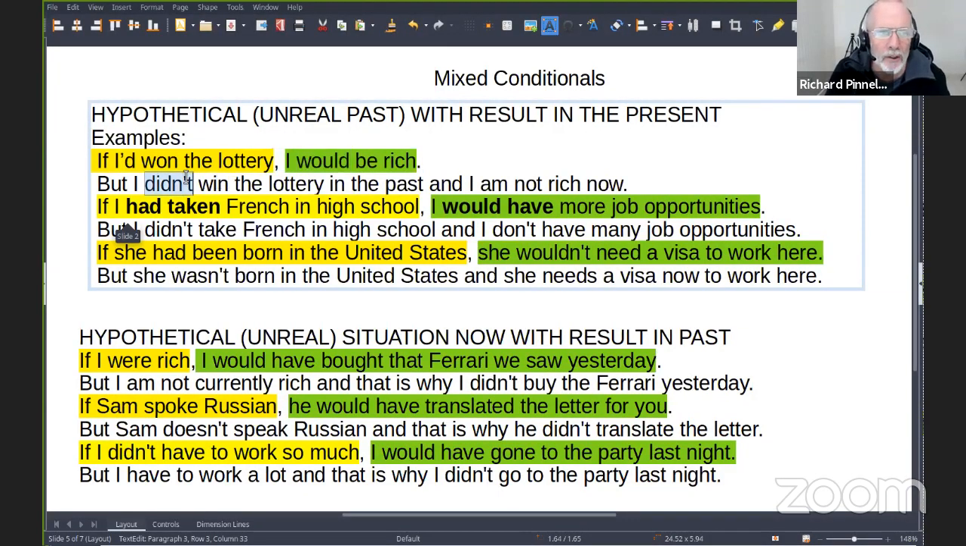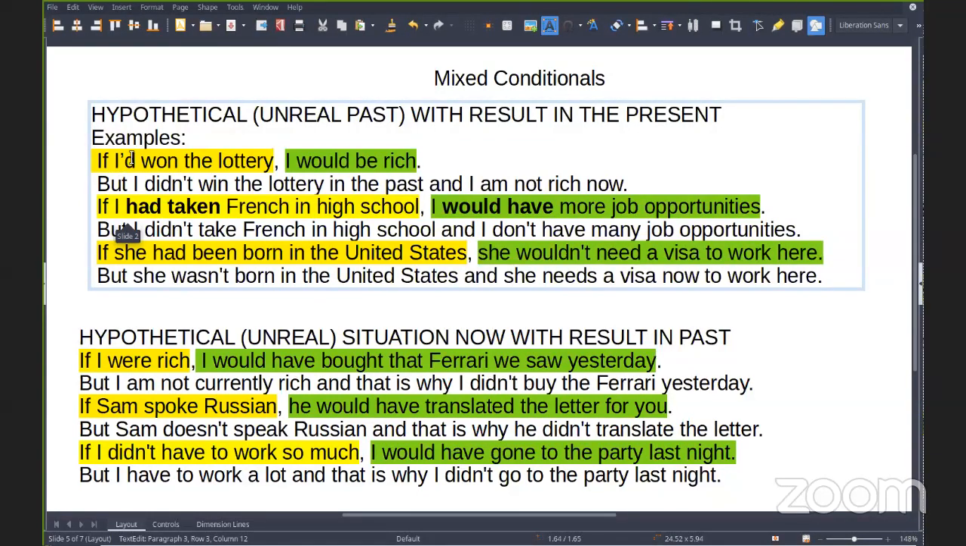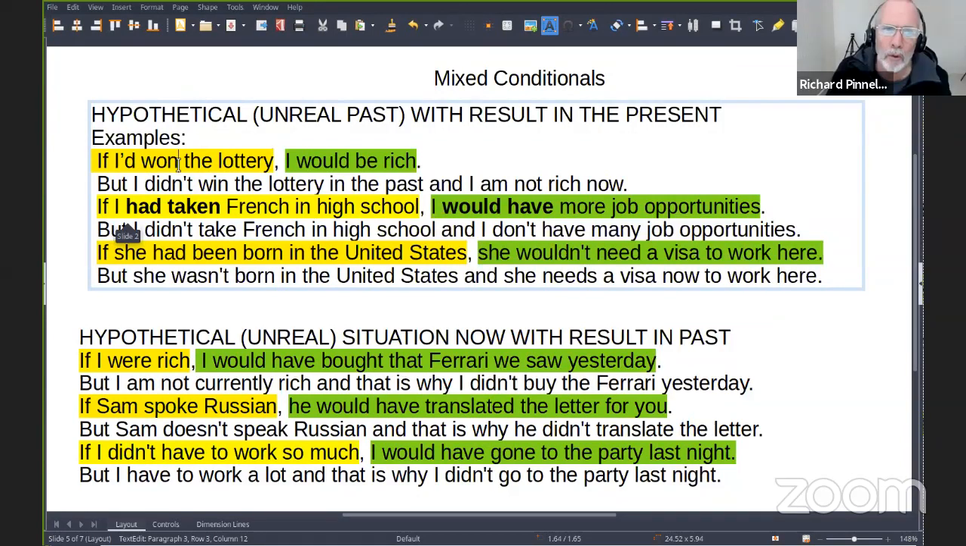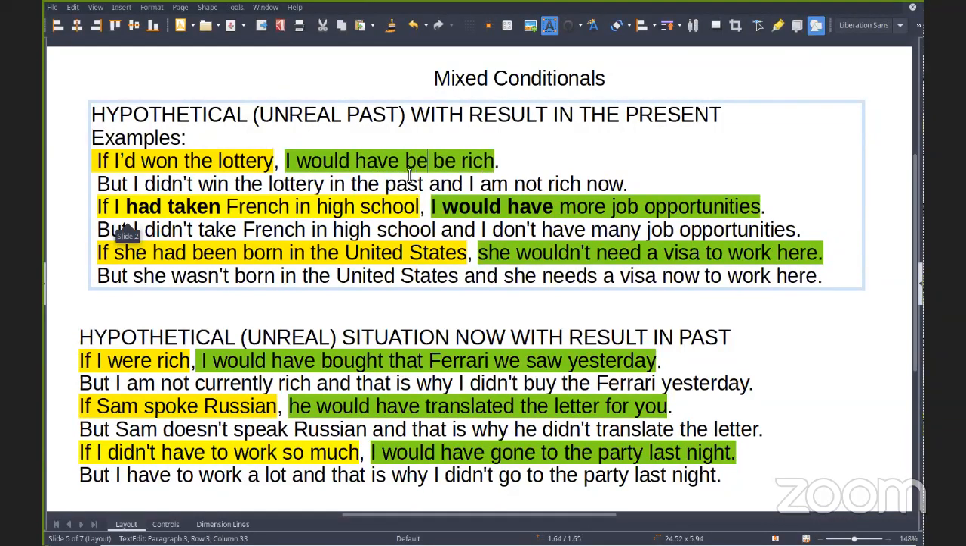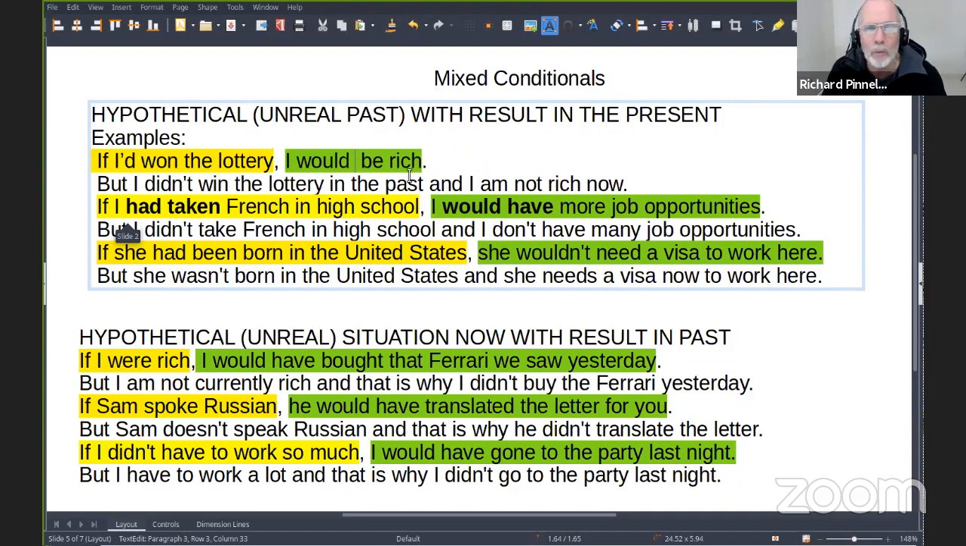So what we're doing here is we're saying if I'd won, this we know is talking about the past because it has the subject, if plus subject plus had plus the past participle. But here it's just would be. It doesn't say would have been rich. No, that would be in the past. It says would be rich, which means now or in the future.